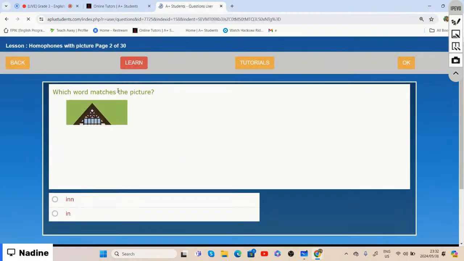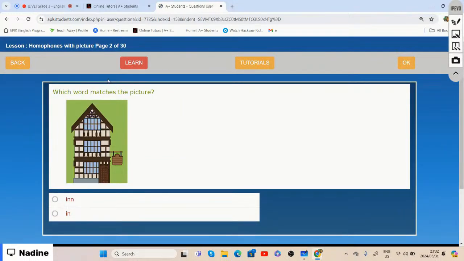All right. Which word matches the picture? Inn, which is I double N, or in? It's like a house, like a double story, triple story with different rooms. So is it inn, which is I double N, option one, or in, I N?